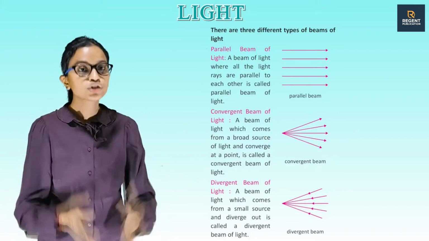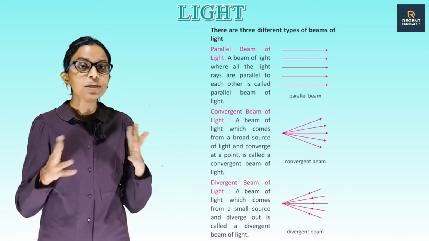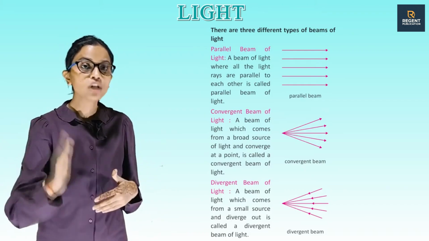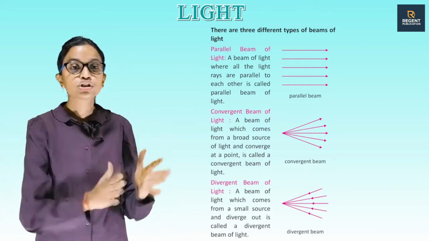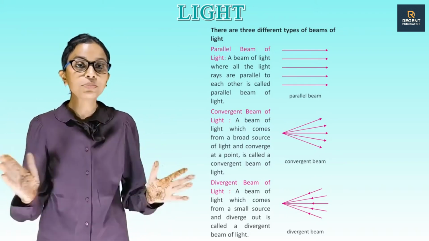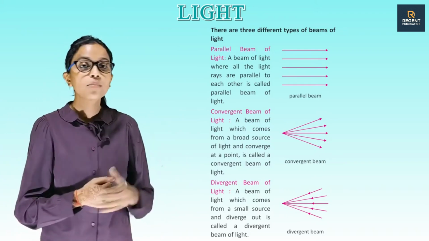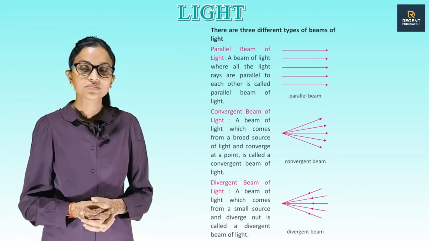Now, divergent beam of light. A beam of light which comes from a small source and diverges out is called a divergent beam of light, and this is the diagram of a divergent beam of light.